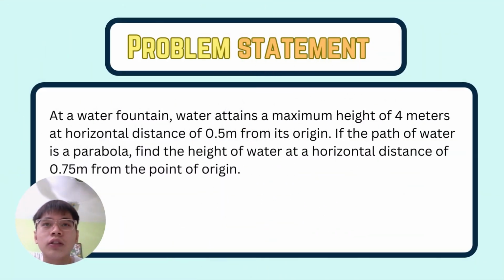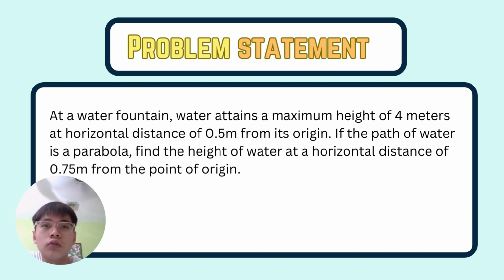Okay, so this is one of the problems of parabola. At the water fountain, water attains a maximum height of 4 meters at a horizontal distance of 0.5 from its origin. If the path of water is a parabola, find the height of water at the horizontal distance of 0.75 meter from the point of origin.